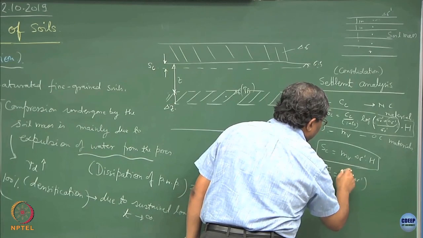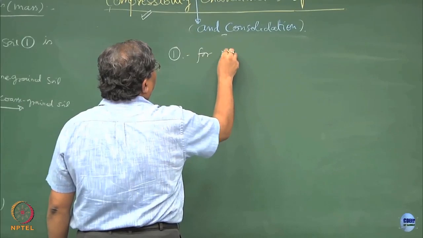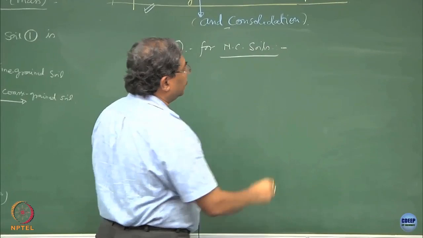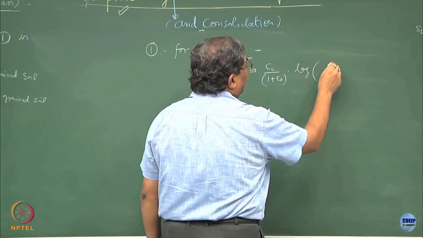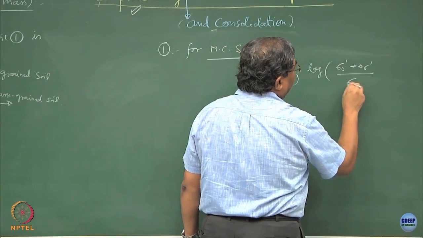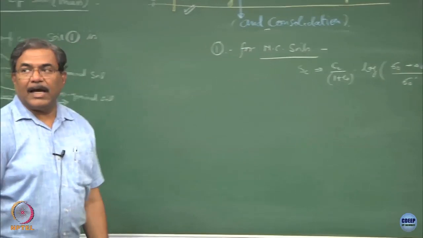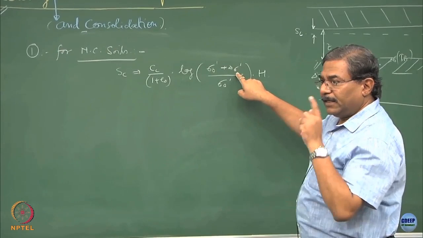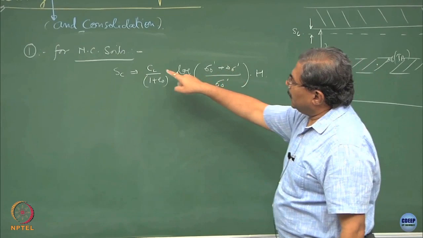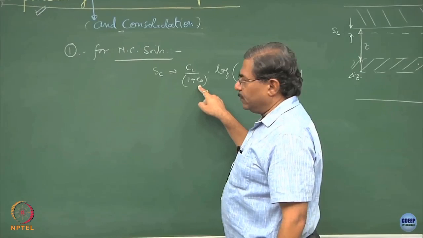So, for NC materials, all right, the consolidation settlement is equal to Cc divided by 1 plus e naught into log of sigma naught prime plus delta sigma prime divided by sigma naught prime into H. H is the thickness of the clay layer, sigma naught prime is the initial pressure at the point O, delta sigma is the incremental pressure because of external loading which is causing settlement to occur, Cc is the compressibility index, e naught is the initial void ratio. Number 2 is your mv case.